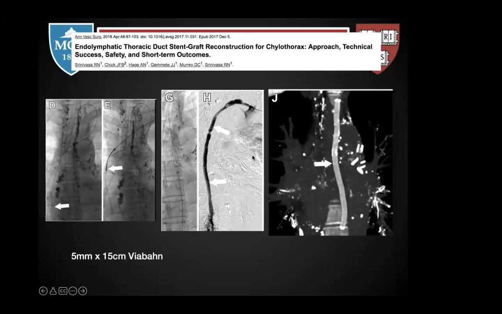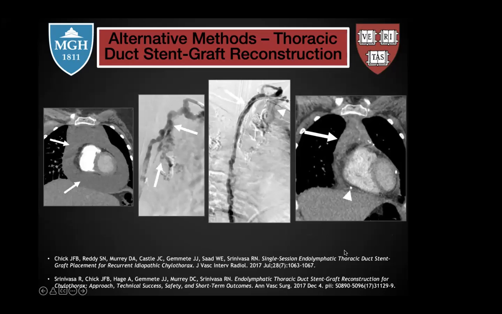This was a case that they described of using a stent-graft to exclude a leak in a patient with chylothorax, which is not commonly performed. And this was a similar case that they did using stent-graft reconstruction for a patient with chylopericardium. So as I mentioned, stent-graft reconstruction of the thoracic duct is kind of a theoretical attempt to preserve flow through the thoracic duct.